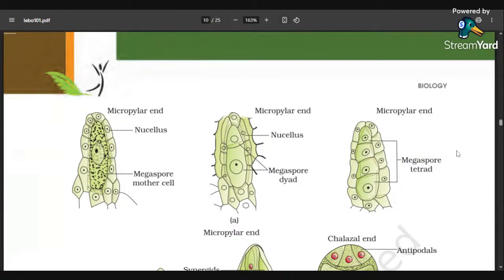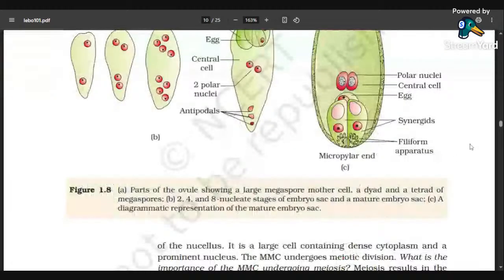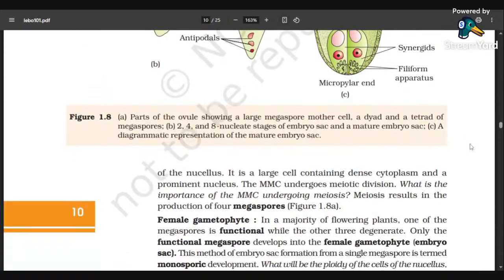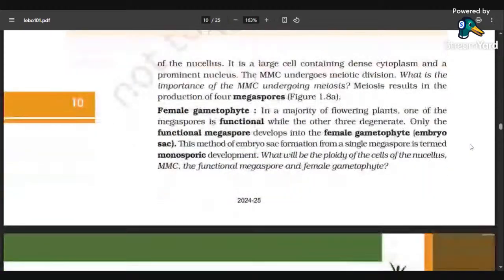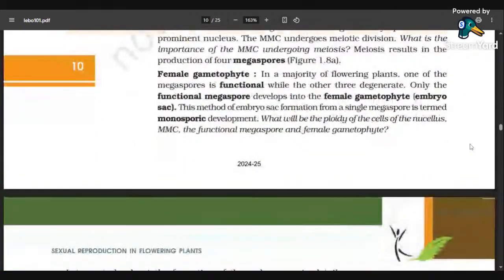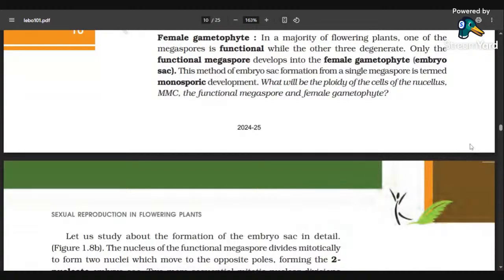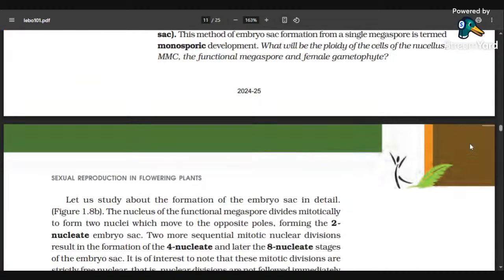Female gametophyte. In the majority of flowering plants, one of the megaspores is functional while the other three degenerate. Only the functional megaspore develops into the female gametophyte, the embryo sac. This method of embryo sac formation from a single megaspore is termed monosporic development. What will be the ploidy of the cells of the nucellus, MMC, the functional megaspore, and female gametophyte?